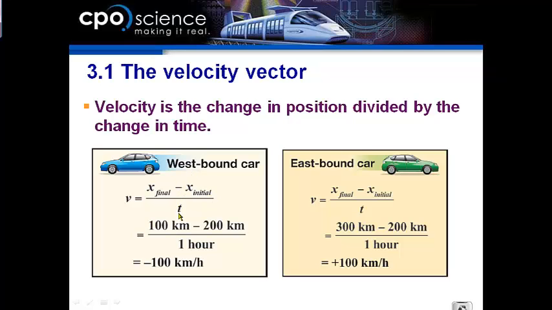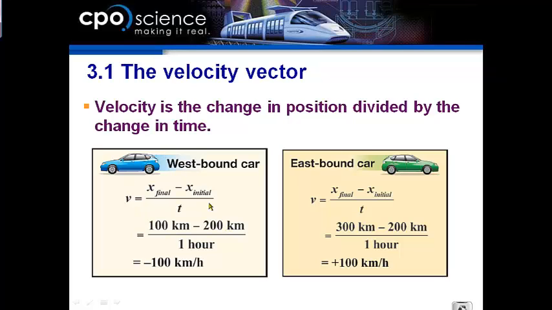So for instance, our westbound car ended up being 100 kilometers away from its origin. It started 200 kilometers behind the origin. So when you subtract, you get negative 100 kilometers, divided by the 1 hour it took to travel, so negative 100 kilometers per hour. The eastbound car actually ended up 300 kilometers away from where it started. It started at 200 kilometers. You divide by 1 hour and you get 100 kilometers per hour positive.